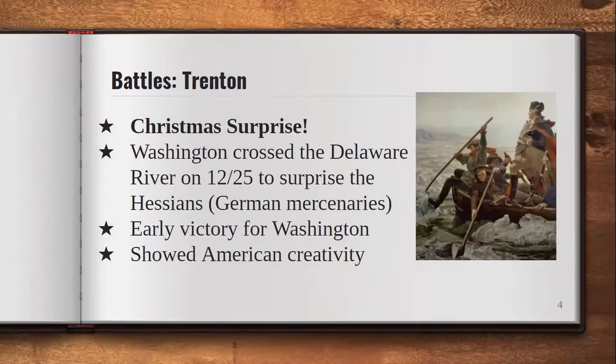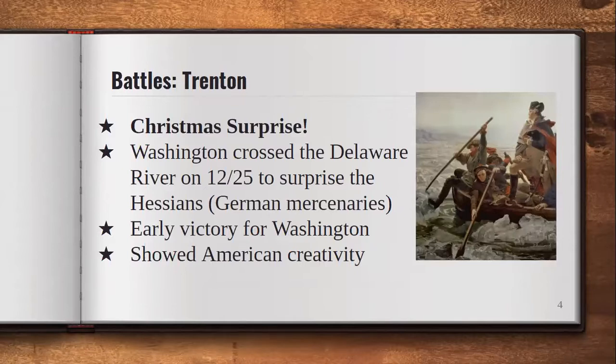Trenton, we could call the Christmas surprise. Washington crosses the Delaware River, and we analyzed that picture that was made many years later, on the evening of December 25th to surprise the Hessians, who are the paid German mercenaries by the British, on the very early morning of December 26th. This is a very early victory for Washington, and it shows his creativity, that he's thinking about, we're not going to rest just because it's winter. We're not going to stop just because it's a holiday.